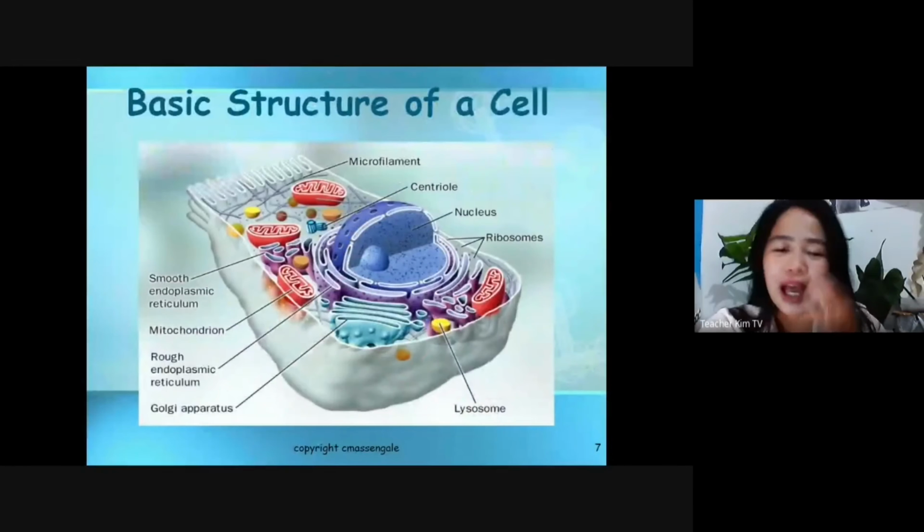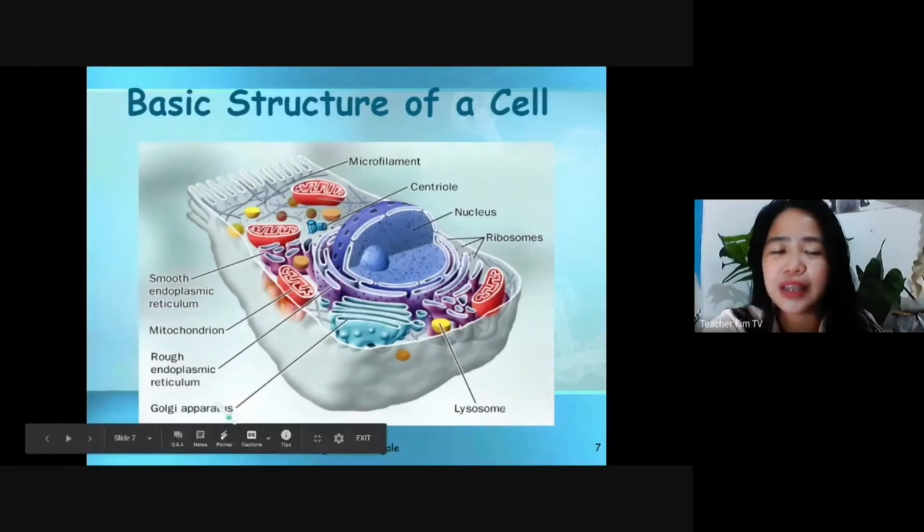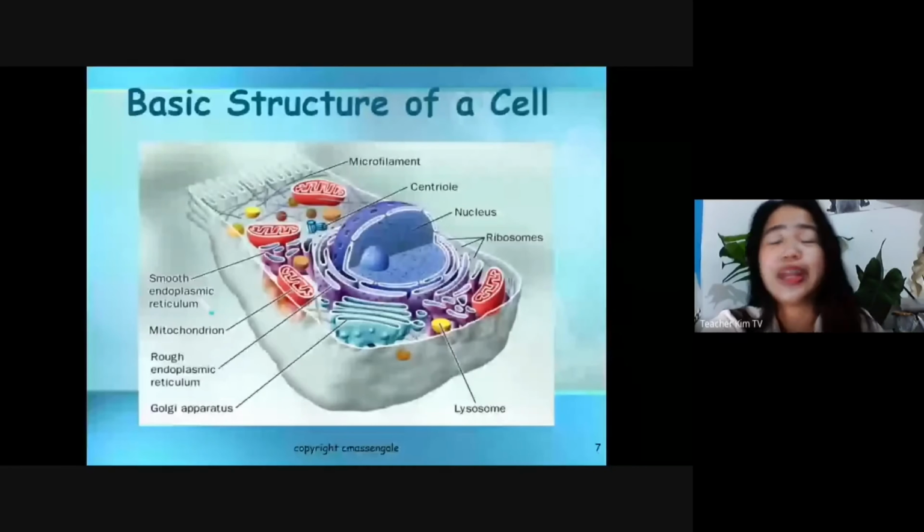Now, as you can see, that is the basic structure of a cell. You have here the microfilament, the centriole, the nucleus, ribosomes, lysosomes, Golgi apparatus, rough endoplasmic reticulum, mitochondrion, and the smooth endoplasmic reticulum. So, for today's lesson, iisa-isahin natin siya.